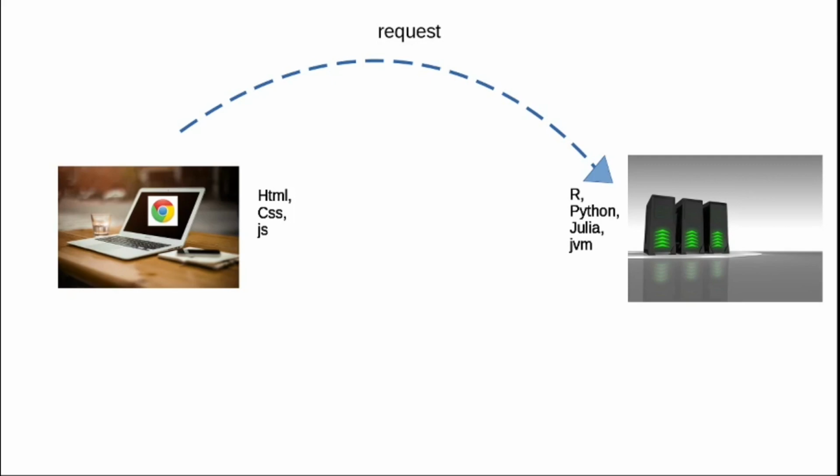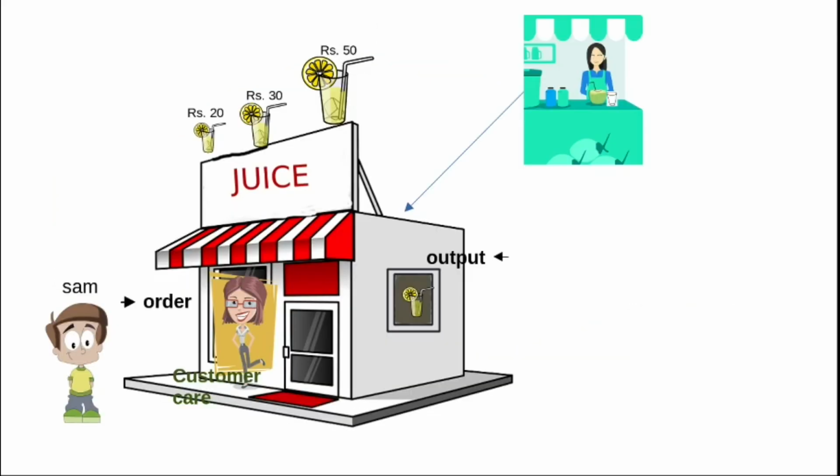In a server you don't have a graphical user interface, and similarly in a server you can install any software like R, Python, Julia, JVM, Java Virtual Machine. Then the server gives the response to you and you get the result. Before going forward, let's take an example, so that after this story you can visualize the architecture of a Shiny application.